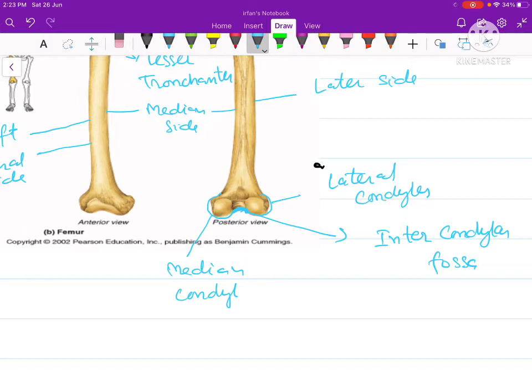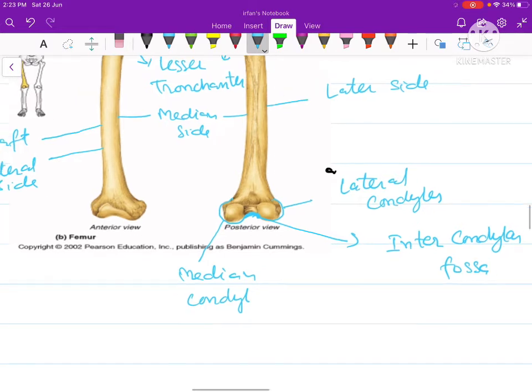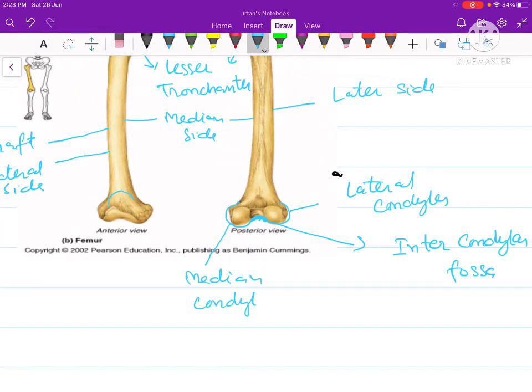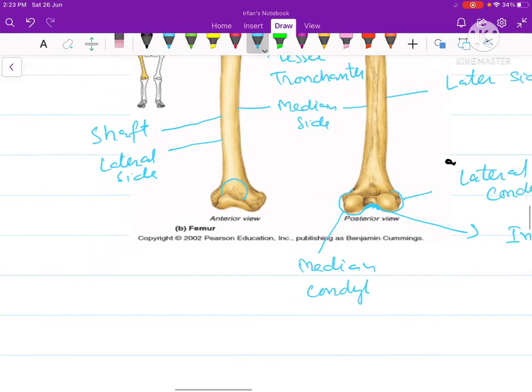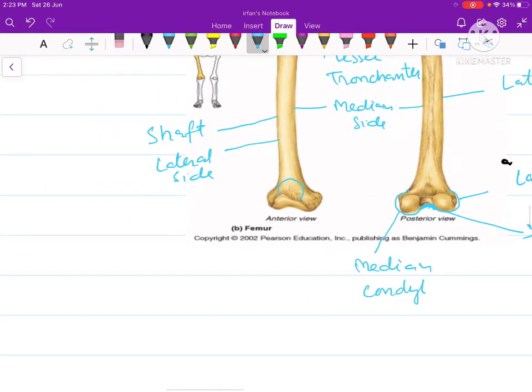Apart from this, in the posterior region, there is also a notch which is called the patellar notch. The patellar notch is a structure over which the patellar bone is present, making our knee joint. So this notch is called the patellar notch, and it is actually located on the femur bone.